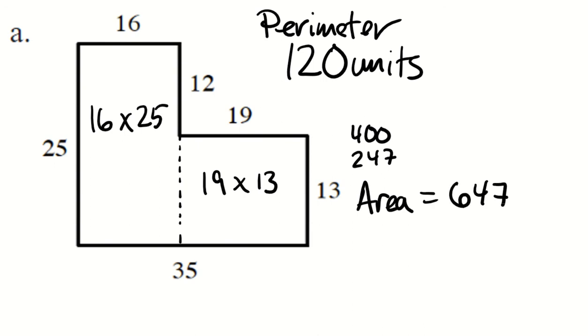647. And because I'm multiplying units by units in each case, right, 16 units times 25 units, units times units is units squared. So the area would be, if those were inches, 647 square inches. If they were miles, it'd be 647 square miles. So those are the units.